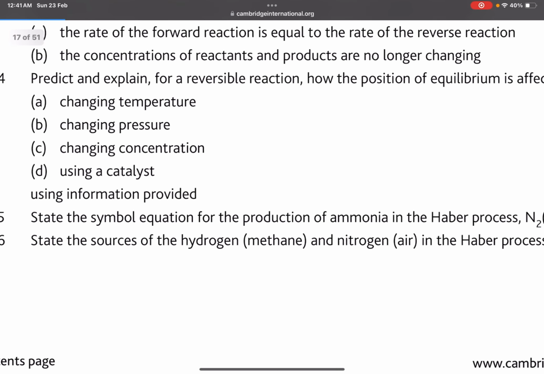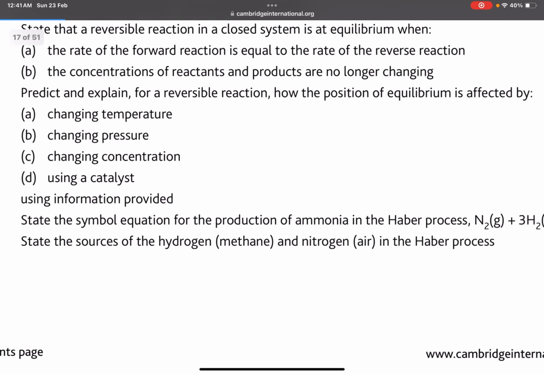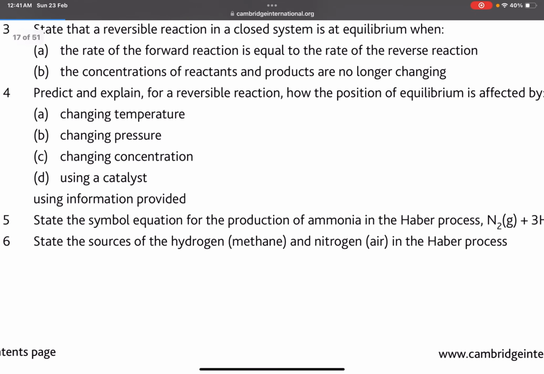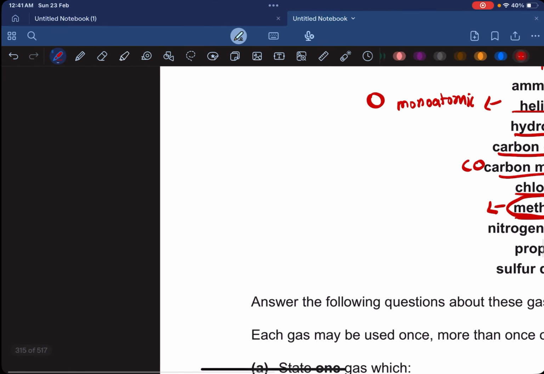Read this 6th point. State the sources of hydrogen, which is methane, and nitrogen, which is air, in the Haber process. That was what I was saying. This is a very important point. Most of you might think that we get hydrogen from the electrolysis of water, or some of you might think we get hydrogen from the cracking of hydrocarbons. But in the syllabus, it's clearly stated that you get your hydrogen for the Haber process from methane. I hope you guys are good to go.